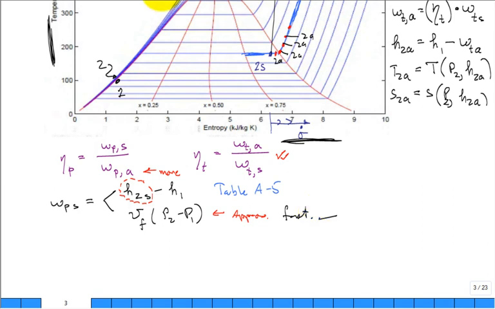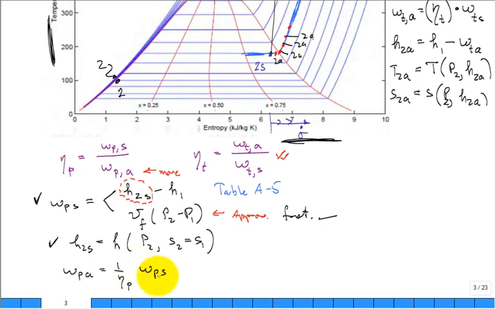So how would I get h2s? Well, it's the enthalpy, knowing it's compressed liquid, at that high pressure, and at s2 equal to s1. Just like the turbine. Right? Okay. Let's continue on then. So what I do is I would calculate the h2s, calculate the work that would be the minimum work required to run that pump if everything was reversible. And then I would calculate the work actual, which is 1 over the pump isentropic efficiency times the work isentropic.